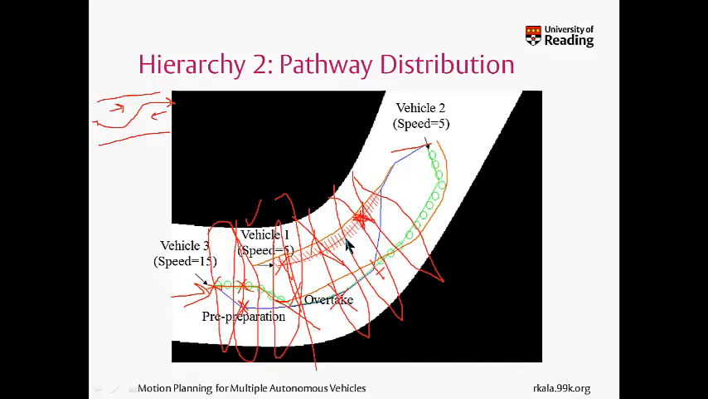So vehicle 3 will not consider vehicle 1. In fact, it's much behind. But now it starts seeing vehicle 2 out here. Now vehicle 1 and vehicle 2 are out here. So I need to distribute this pathway between vehicle 1 and vehicle 2. Vehicle 2 obviously has lower priority than vehicle 1. So I select this for vehicle 1 and this for vehicle 2.